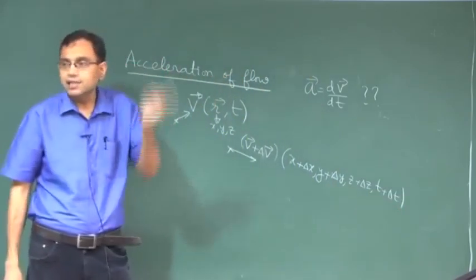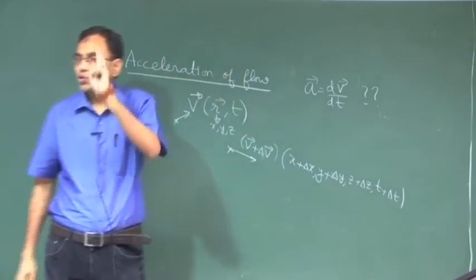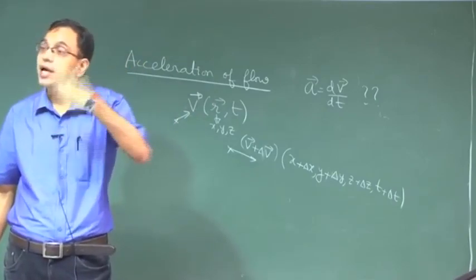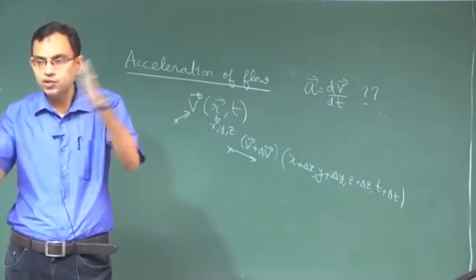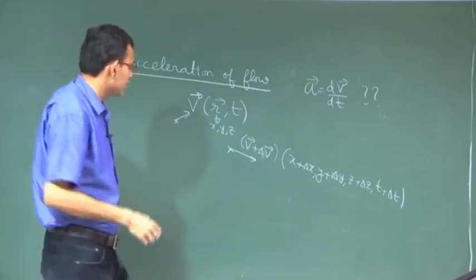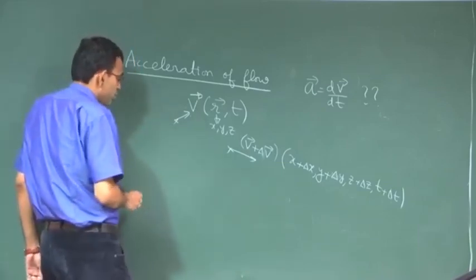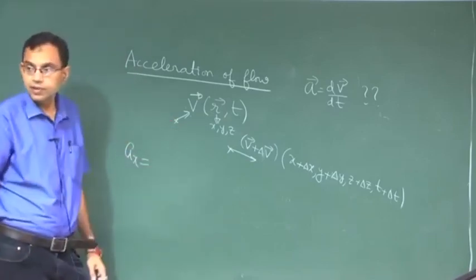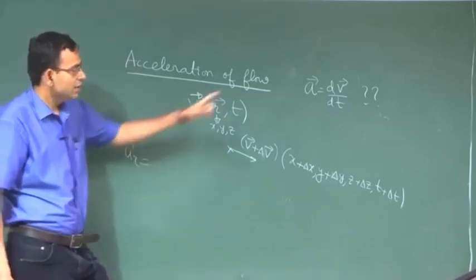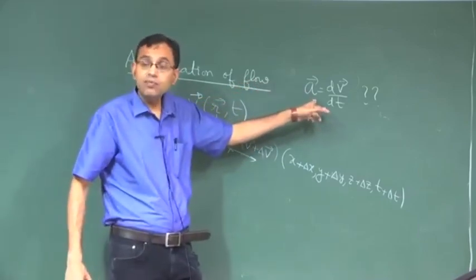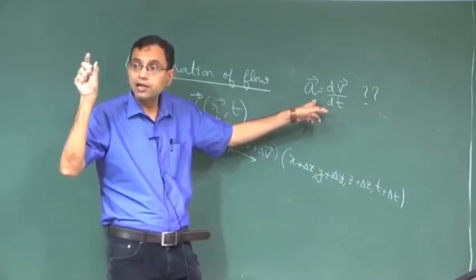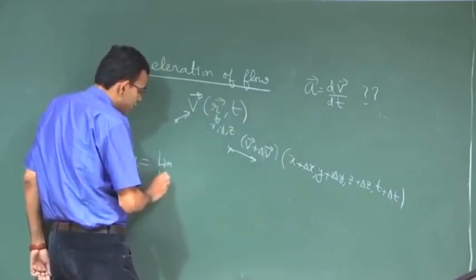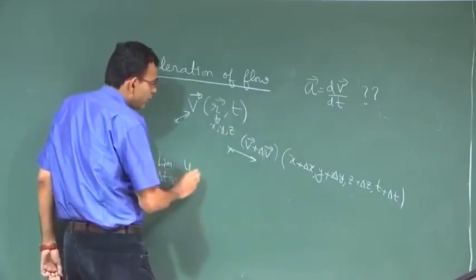So, when the particle has come to a new position, two things have happened. One is the position has changed, another is time has also changed. These two things have changed together. So, acceleration along x. How do you define acceleration? Fundamentally in this way, if you are focusing your attention on the particle: limit as delta t tends to 0, u at x.